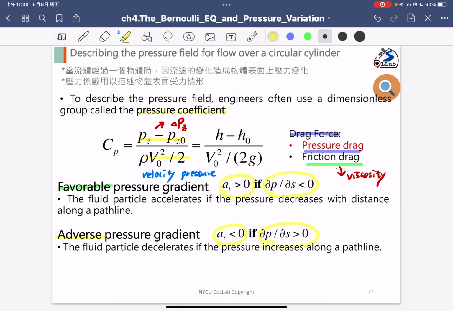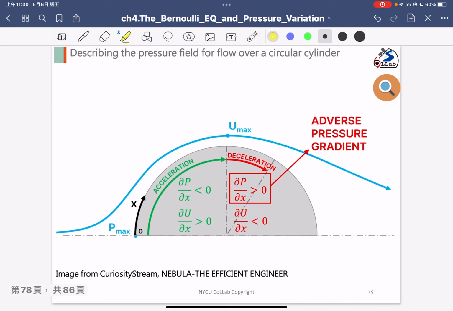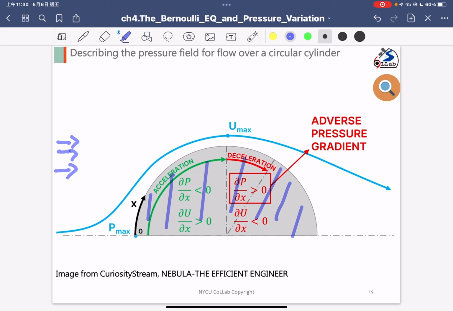So what are the meanings? I put the figures in here. The circle here, we call that our body. And we have some flow on the left-hand side, flowing to the right. And the particle would like to move to the left. So how about the drag force? The drag force indicates a resistance force, so the drag force has a direction opposite to the particle's moving direction.